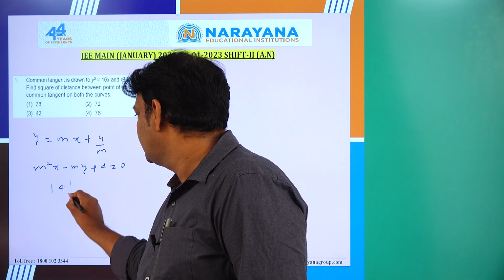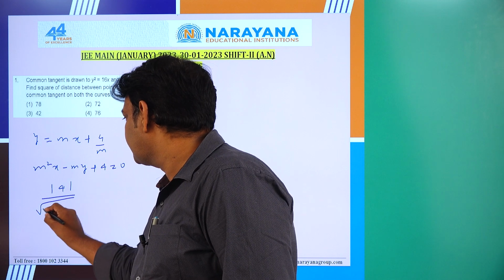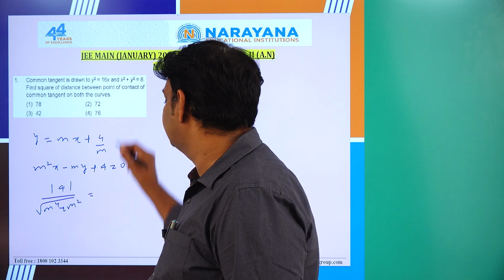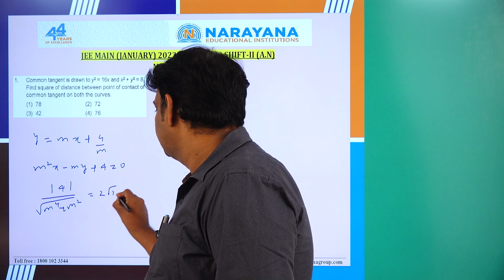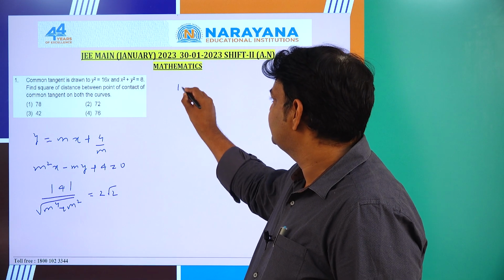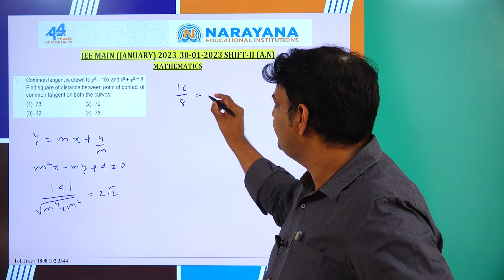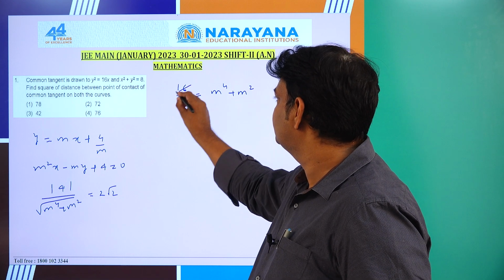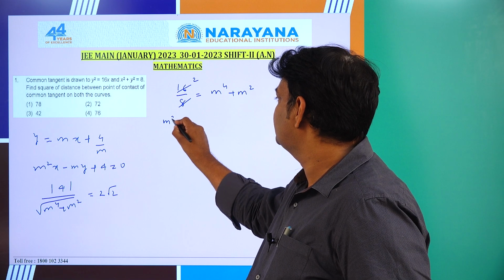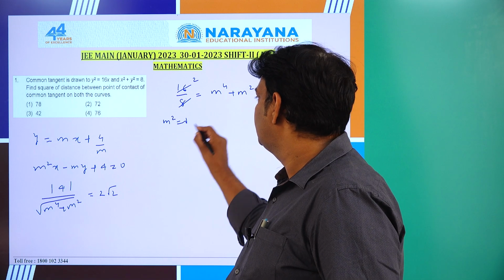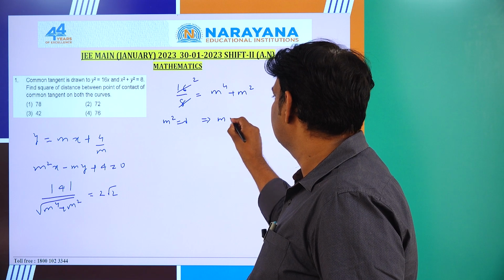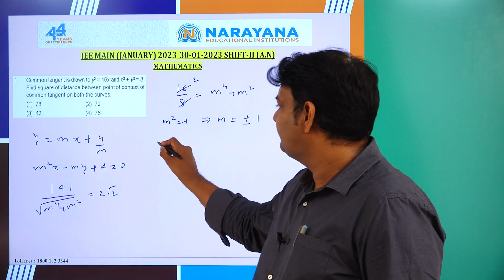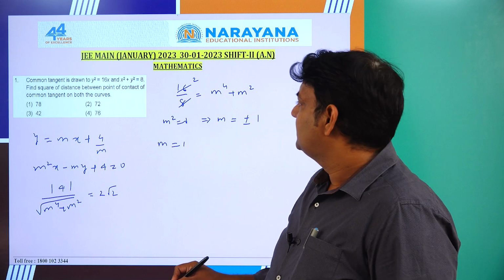Mod 4 by root over m power 4 plus m square should be equal to the radius, that is how much? 2 root 2. Squaring on both sides, we get 16 by 8 is equal to m power 4 plus m square, 8 ones, 8 twos. So clearly the value of m square is 1, which means m is plus minus 1.